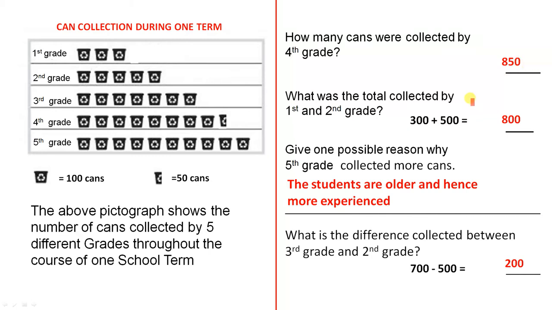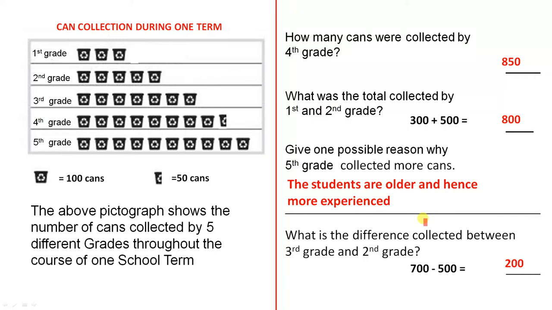What was the total collected by 1st and 2nd grade? 1st and 2nd, so we've got 1, 2, 3, so that's 300. 1, 2, 3, 4, 5, that's 500. 300 plus 500 is 800. Give one possible reason why 5th grade collected more cans. Again, a possible reason, and it is feasible. The students are older and hence more experienced. So that is a possible reason, and there might be others.